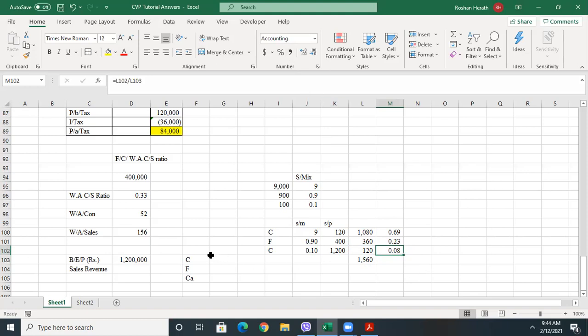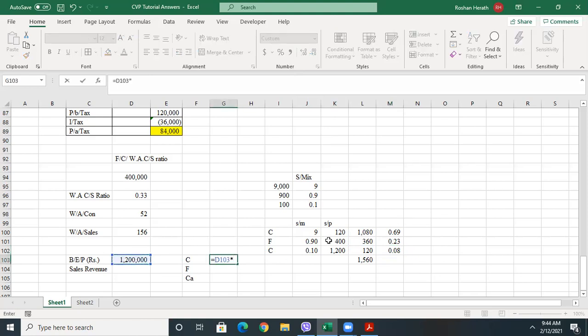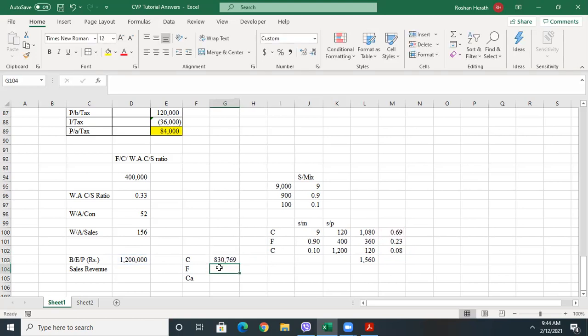0.08. Now if you apply this ratio, that's going to be the sales revenue of each of the product. 830, 769 for product B. It's going to be this much, and this is it, 92,308. So that's going to be the sales that it is there. මේක තමයි එක එක individual sales revenue එක.